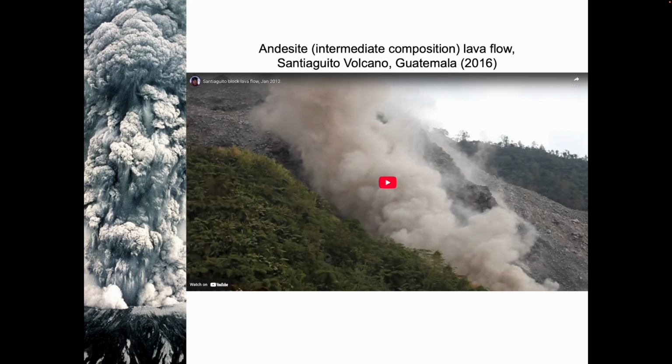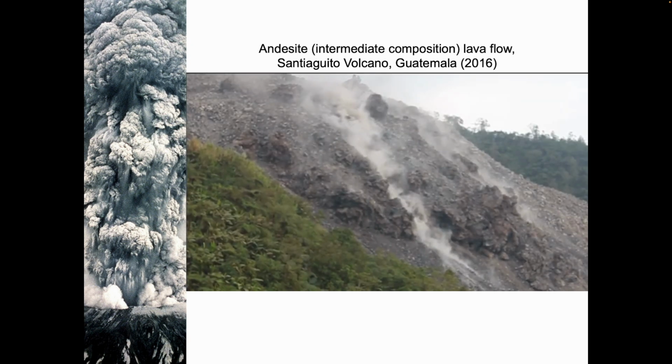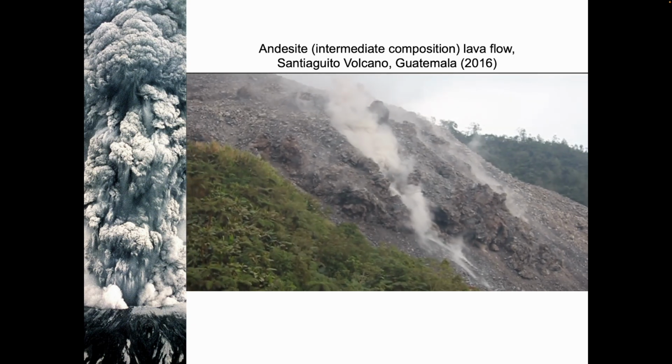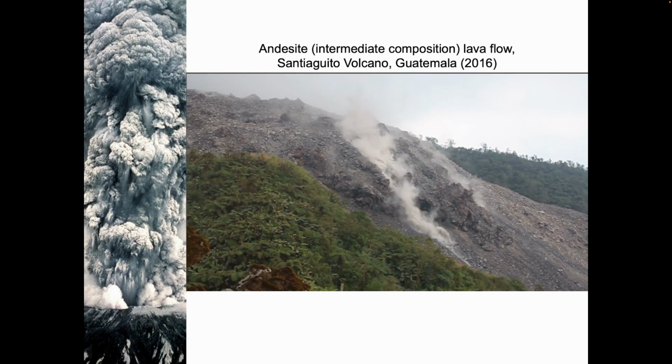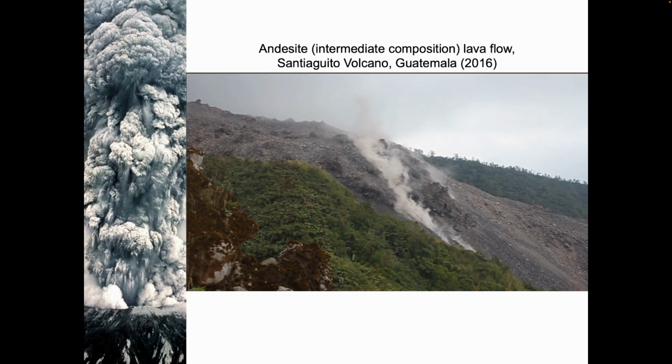Let's watch this short video about an andesite lava flow, which is intermediate composition, at Santiaguito volcano in Guatemala. We can see that in contrast to the lava flows that we watched in Hawaii, this is not moving very quickly. It's very hard to see it moving at all, and the main part of the flow that is moving is just blocks tumbling off of the front of the lava flow.